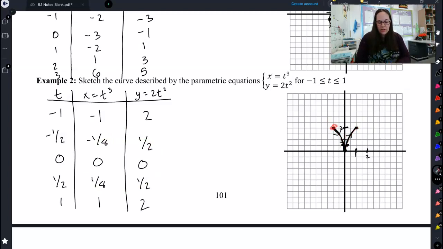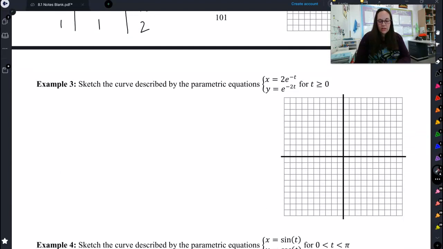So I started here at this point, -1, 2, came down to the origin, and then came back up to 1, 2. And you'll notice that I included my arrows to show the direction I'm going. And that's it. Let's try the next one.